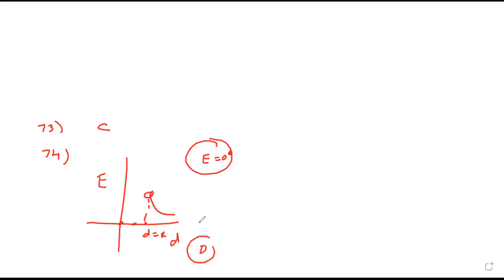Let's check whether you have followed. Intensity inside a conducting sphere is 0. So till the distance becomes the radius, it will be 0. Then maximum, which is 1 upon 4 pi epsilon, Q upon radius square, and then inversely proportional to r square, therefore this curve. So option D.